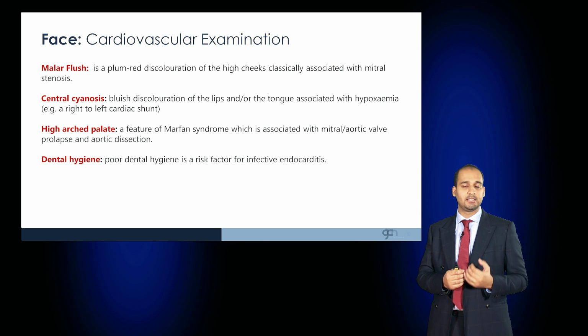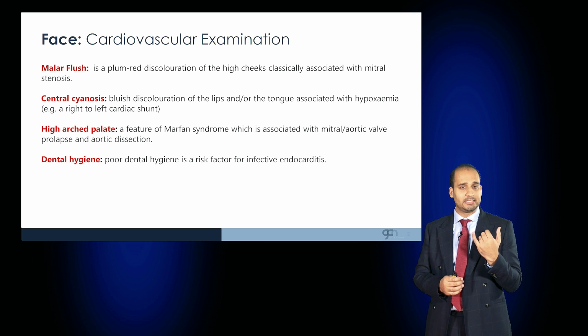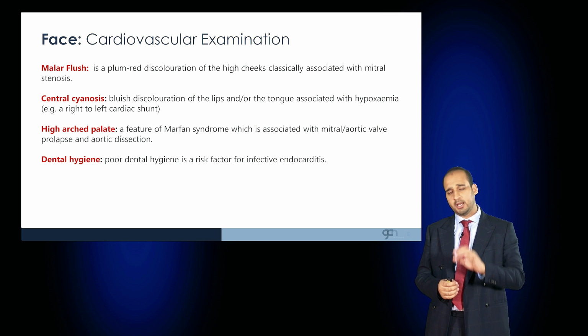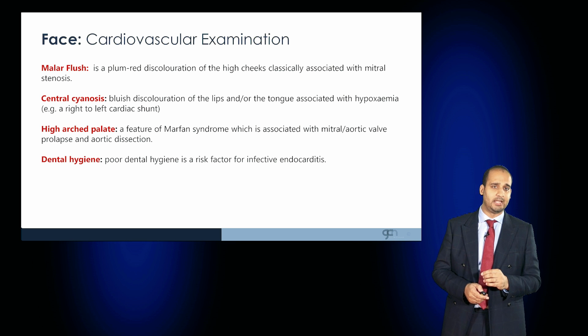Inside, assess for a high arch palate. This is a feature of Marfan's associated with mitral and aortic valve prolapse. Inspect the teeth for dental hygiene, which can be a risk factor for endocarditis, and also have a look at the uvula, which can pulsate in advanced aortic regurgitation.